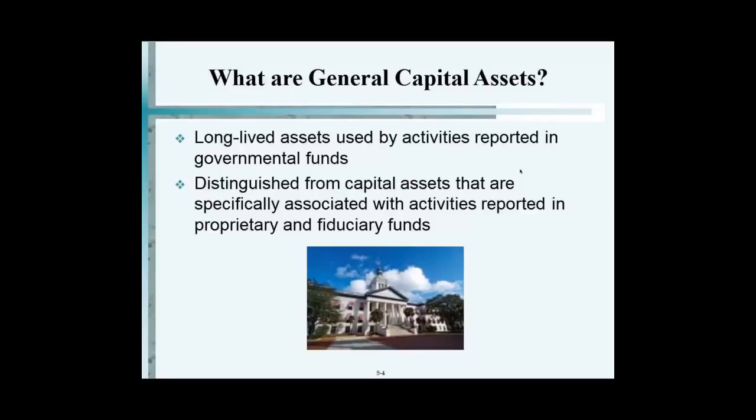But in this case, notice the use of the word general capital assets. Whenever you see the word general, it should trigger something in your mind, which is that they are assets that are used in governmental activities. If there are assets which are used in business activities of a government, they're not called general capital assets. They're just plain capital assets. So there's something about the use of the word general. If it says general, that means governmental activities. If it just says capital assets, it's business type activities and fiduciary.